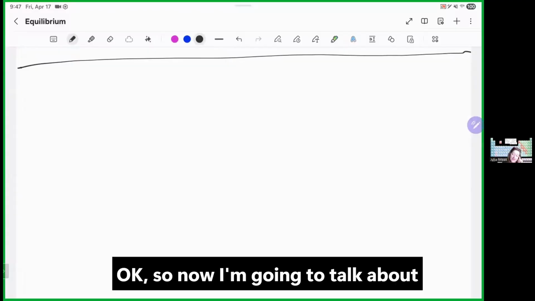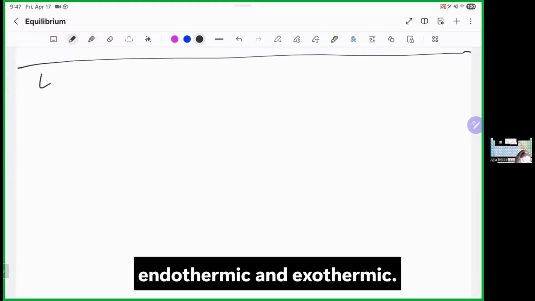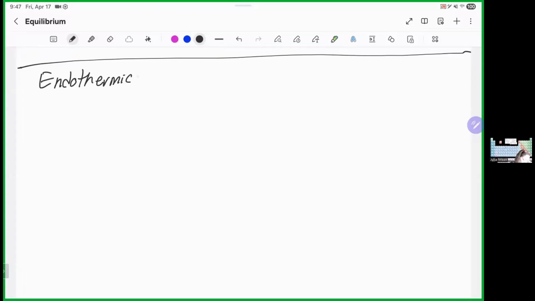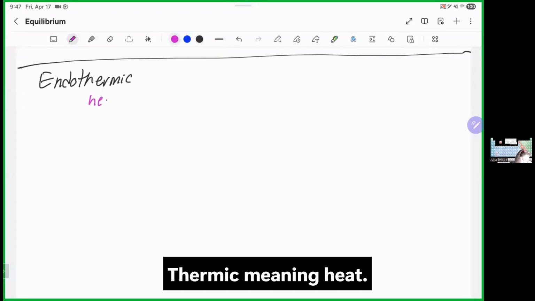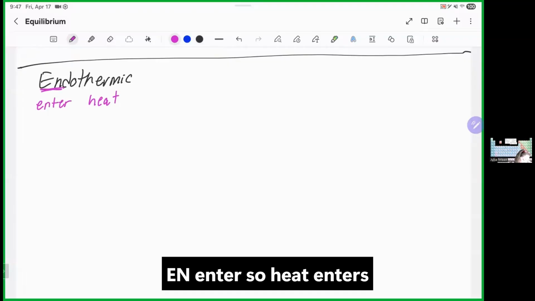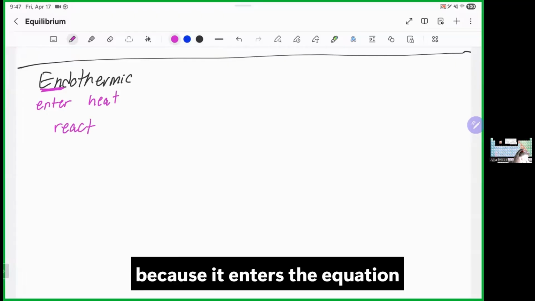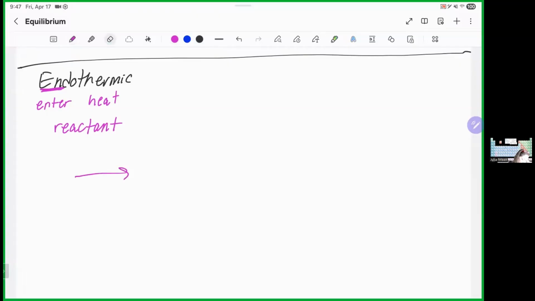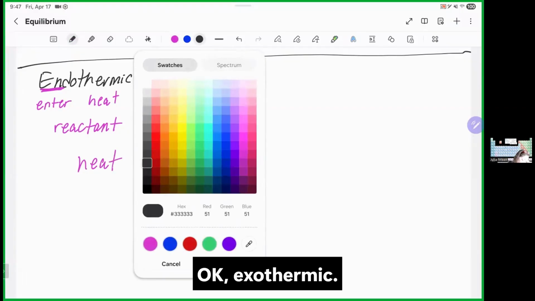Okay, so now I'm going to talk about endothermic and exothermic. So endothermic, thermic meaning heat, endo meaning enter. So I remember en, enter. So heat enters. So heat is a reactant because it enters the equation on the reactant side. Sorry. Okay, exothermic.